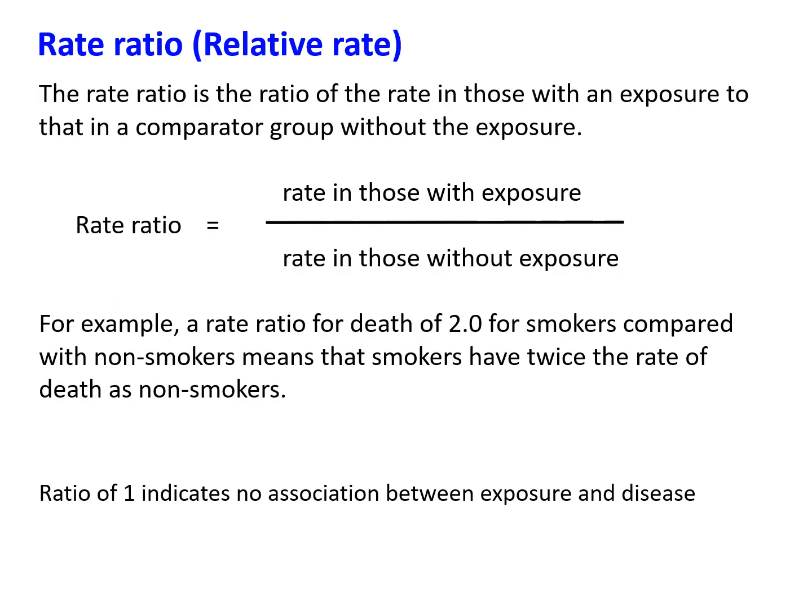So the next measure of association is the rate ratio or relative rate. And this is exactly the same sort of concept. The rate ratio is the ratio of the rate in those with an exposure to that in a comparator group without the exposure. So it's the rate in those with the exposure divided by the rate in those without the exposure. So for example, a rate ratio of death of 2 for smokers compared with non-smokers means that smokers have twice the rate of death as non-smokers. A ratio of 1 again indicates no association between exposure and disease.